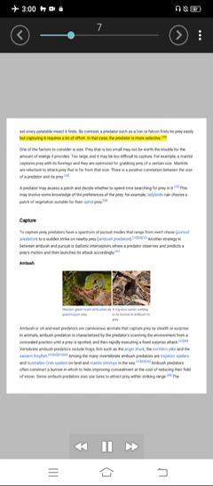One of the factors to consider is size. Prey that is too small may not be worth the trouble for the amount of energy it provides. Too large, and it may be too difficult to capture. For example, a mantid captures prey with its forelegs and they are optimized for grabbing prey of a certain size. Mantids are reluctant to attack prey that is far from that size. There is a positive correlation between the size of a predator and its prey.